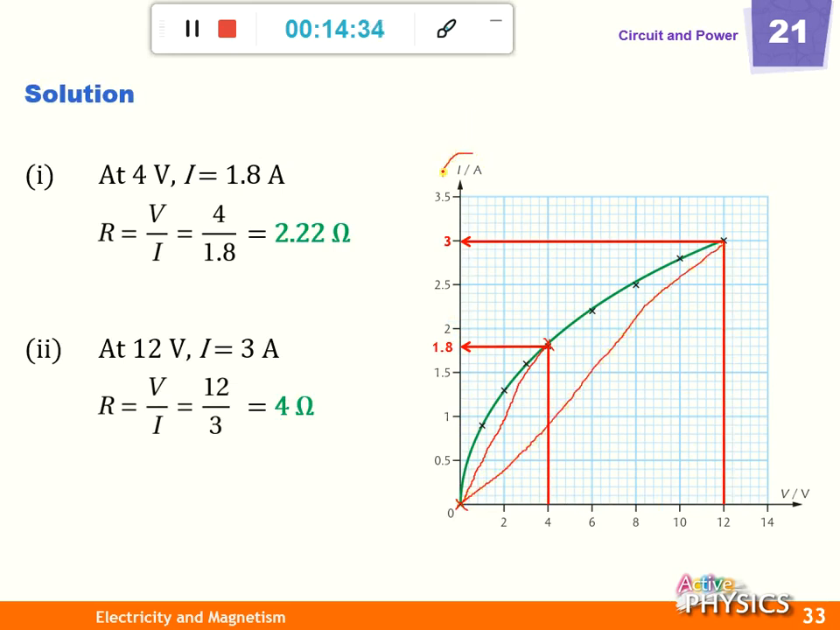Once again, in this one, the y-axis is I. It means that the slope should be 1 over R. This one is the steeper one. Steeper means that R should be smaller. Okay? Your calculation tells you this fact.